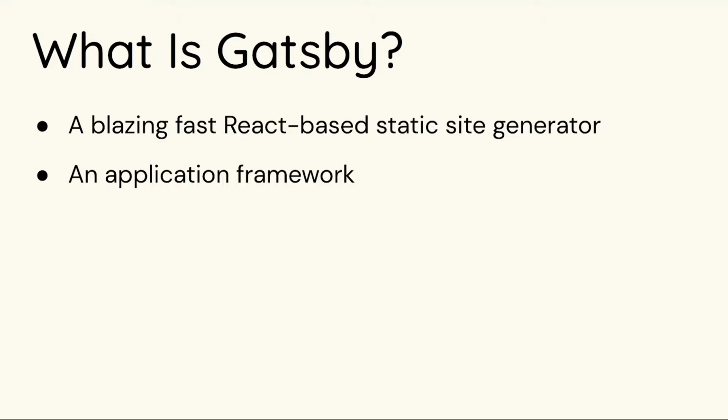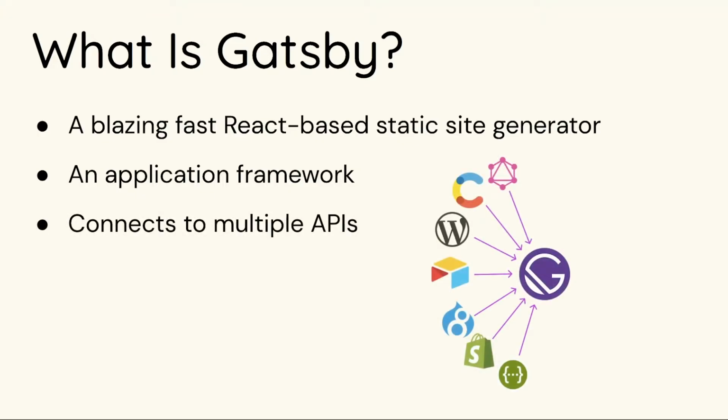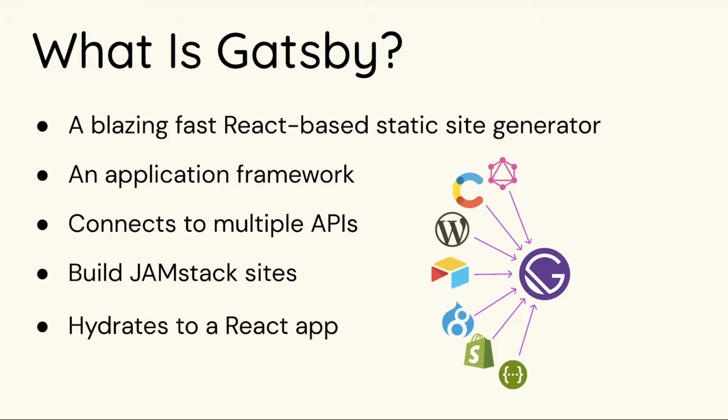It connects to multiple APIs such as WordPress, a GraphQL endpoint, Contentful, Shopify, JSON files, and even a CSV file. And you build Jamstack sites with Gatsby like we discussed before, and it hydrates into a React app. So you can use all the awesome functionalities that React brings, such as React hooks and React context, and even Redux and Apollo, for example, which is a separate library.